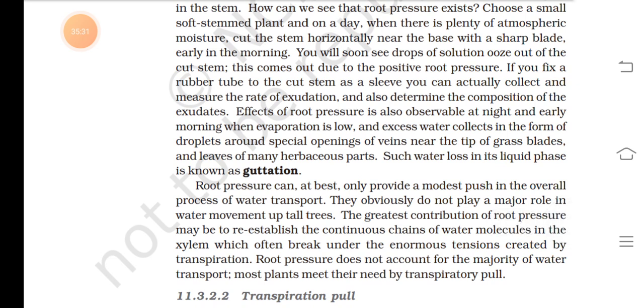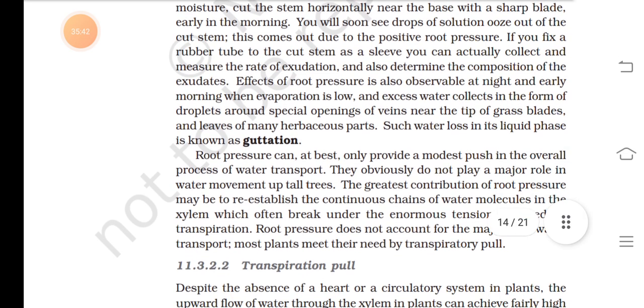Choose a small soft stemmed plant and, on a day when there is plenty of atmospheric moisture, cut the stem horizontally near the base with a sharp blade. Early in the morning you will soon see drops of solution ooze out of the cut stem. This comes out due to the positive root pressure. If you fix a rubber tube to the cut stem as a sleeve, you can actually collect and measure the rate of exudation and also determine the composition of the exudates.